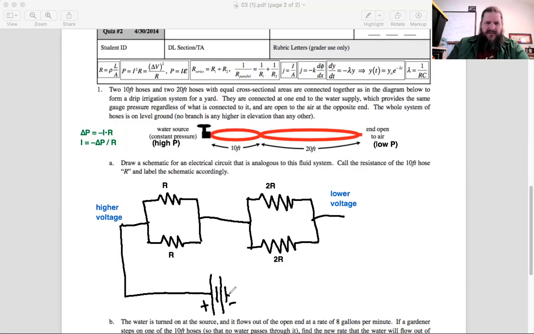So the positive terminal of the battery connects to the high voltage zone. The negative terminal of the battery connects to the low voltage zone. That forms a complete loop, including the battery. So that means current will actually flow.